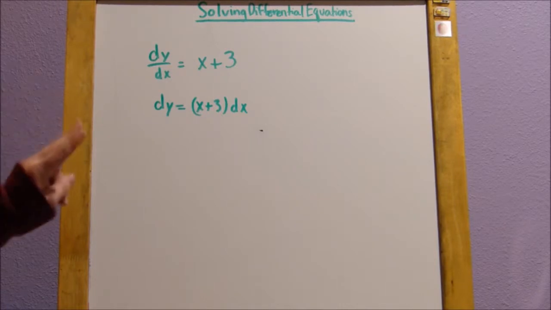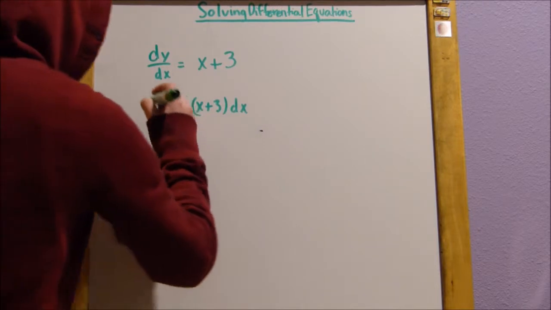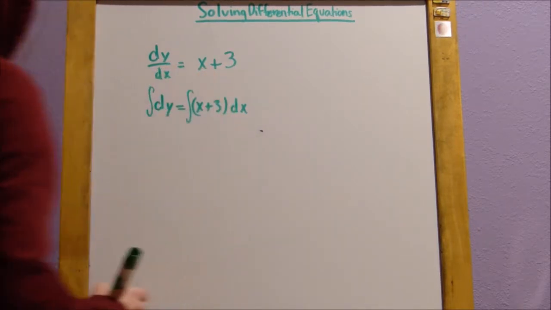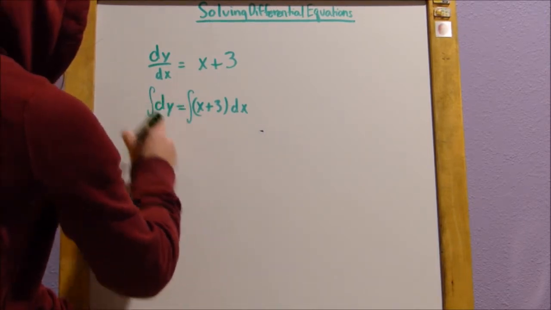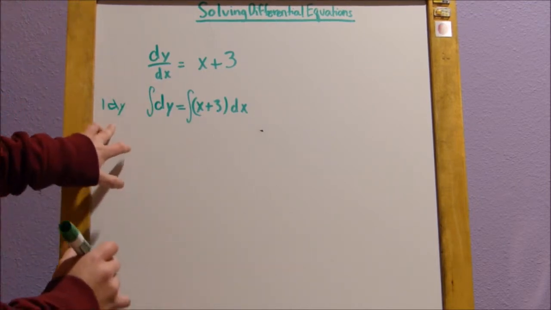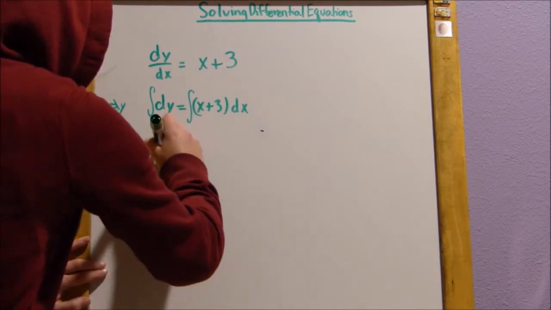Okay, so now the second step to solving a differential equation is to take the antiderivative of both sides. And that makes sense because we're working backwards. We're trying to find the original equation. So, antiderivative of dy and antiderivative of x plus 3 dx. This side, you can think of it as 1 dy, and so the antiderivative of 1 is simply y.